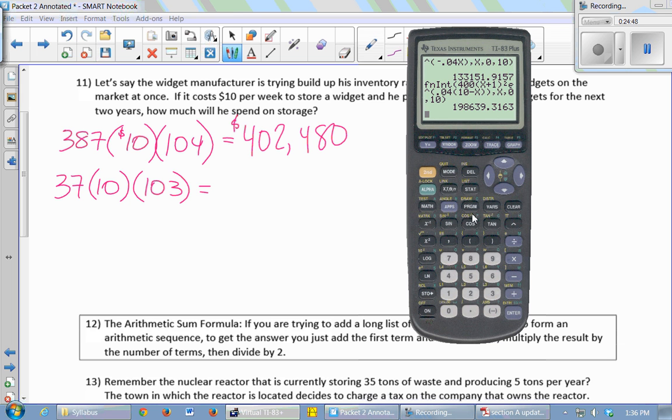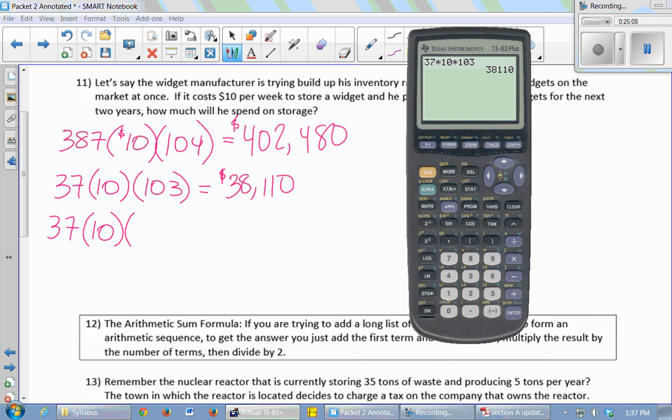Well, let's just see how wild it is. Let's just see how much this adds up to. 37 times 10 times 103 weeks, $38,110. Okay. All right, and then my next set of 37, they cost $10 a week, and how long do they have to be stored for? 102.